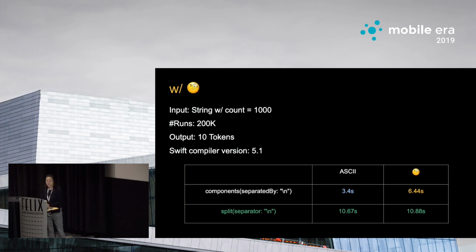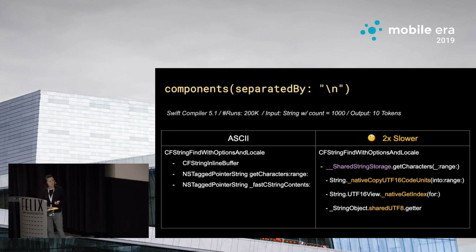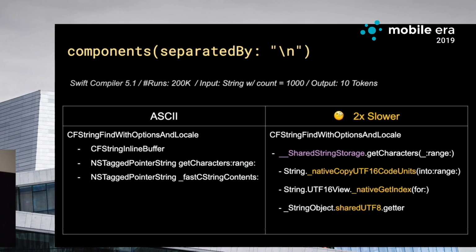With one emoji added, we found that the split function, again, took about the same 10 seconds, while the components function gave different results. Profiling the function showed that it makes different calls depending on the input contents.